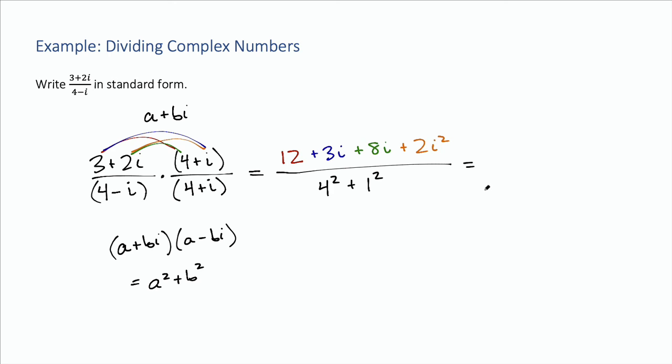Okay, and now we can go ahead and simplify. This is 12 minus 2, which is 10. And this is 3i plus 8i, which is 11i. And we're dividing this by, this is 16 plus 1, which is 17. So to write this in standard form, we can just take the 17 and put it with each one. So 10 over 17, and then plus 11 over 17 times i. So this is now in standard form, a plus bi.